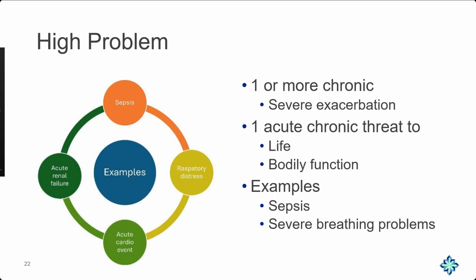It's something that's coming on really quickly, and it is a significant exacerbation above and beyond. It could also be one acute chronic that is a threat to life or bodily function. This can be a lot of different things, but it could be someone with a urinary tract infection, and maybe it's going towards sepsis. So they've got to get the diabetes under control so that this doesn't turn into sepsis, so this doesn't cause breathing problems. There's a whole laundry list of things that can happen there.